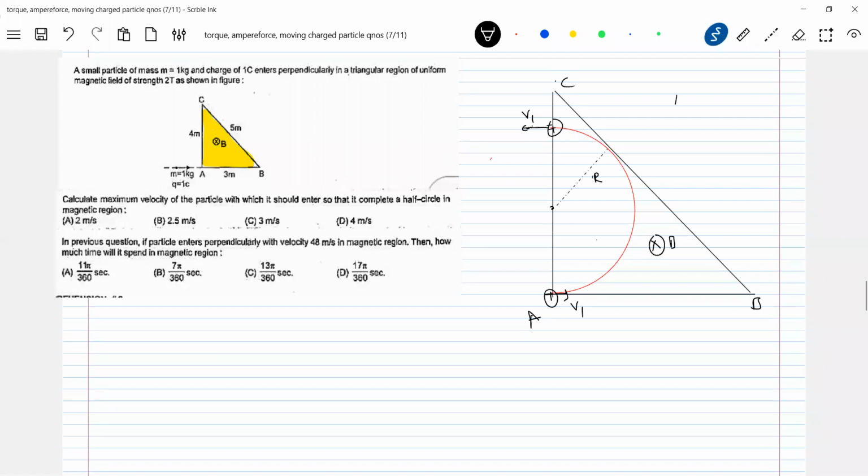R. So what should be, strictly, what is R? R should be equal to mv1 by qB. Mass here is given, charge given, magnetic field B also given. So this distance should be equal to how much? This should be equal to R. And we know the side length AC, no? Total AC. So this total length should be equal to 4 minus R.